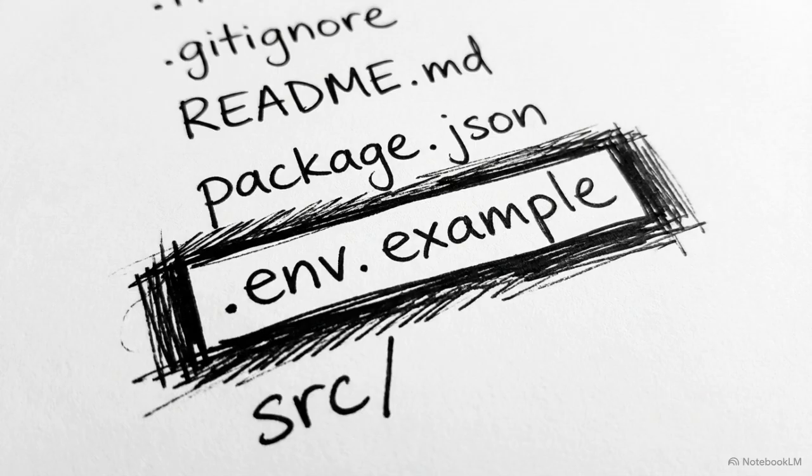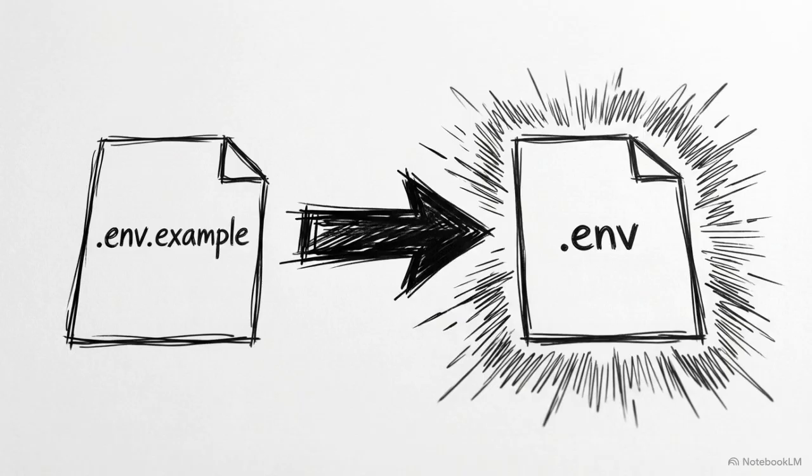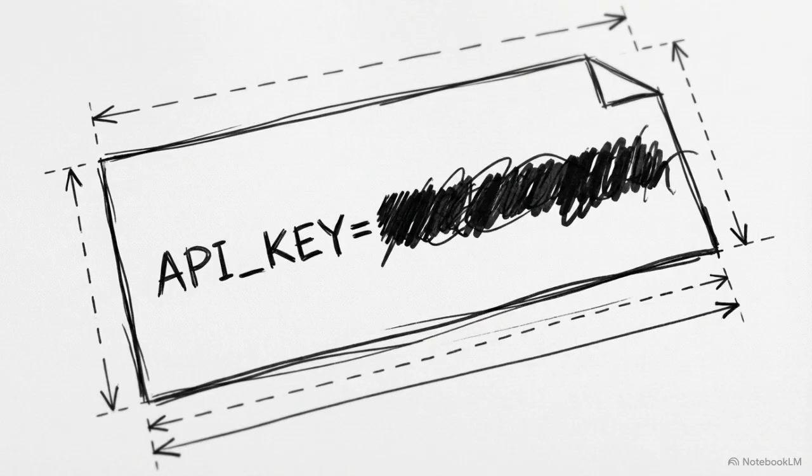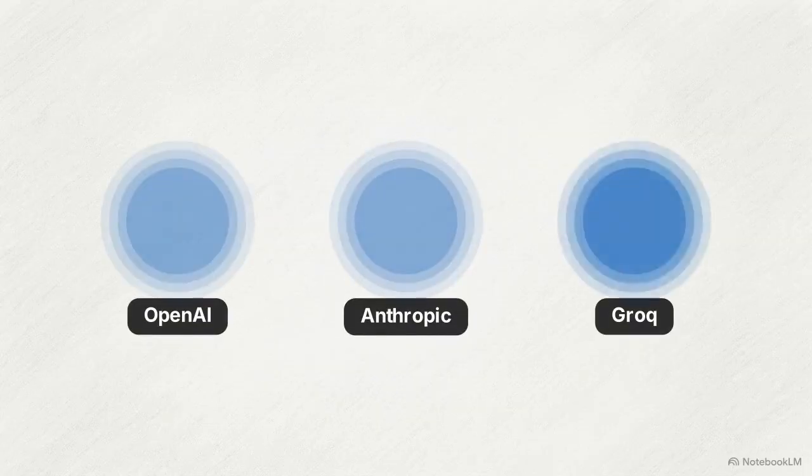Locate the file named .env.example in the root directory. Duplicate this file and rename the copy to exactly .env. Open the new .env file and paste your active API keys for whichever language model you intend to benchmark.